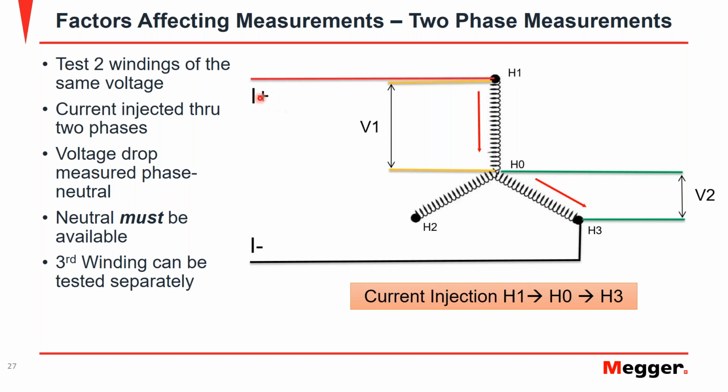So you can see here, the positive polarity of your current is coming through H1. It's flowing from H1 to H3, and then it's returning back through its negative to the test set. So you can see that current is circulated through the A phase and the C phase for this example. And once current is passed, the voltage drop that's generated in the winding is measured from phase to neutral. Now, it goes without saying that windings and winding configurations that have a neutral available can be used to make these measurements. So a neutral must be available when you're making two-phase measurements. And as far as the third winding is concerned, a per phase measurement can be made.